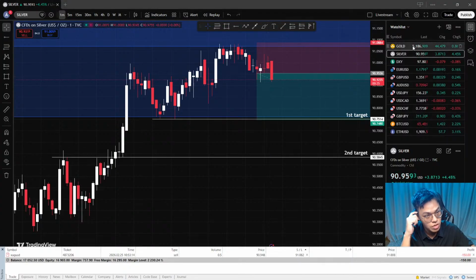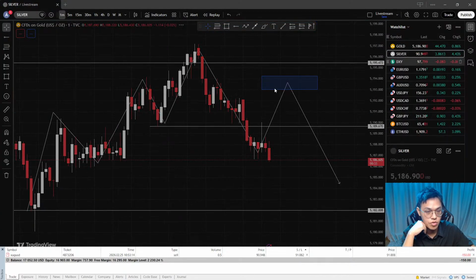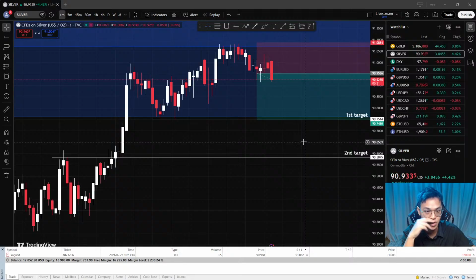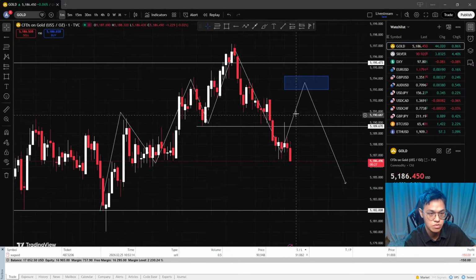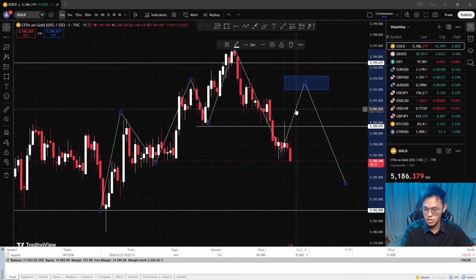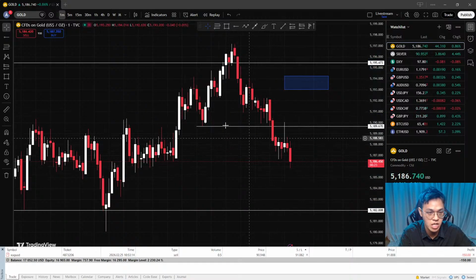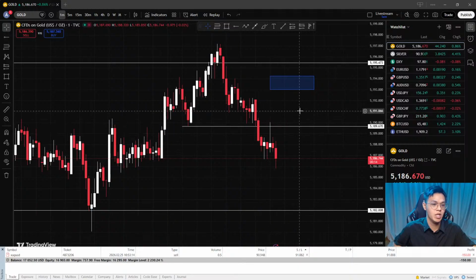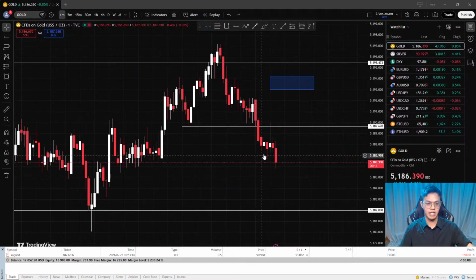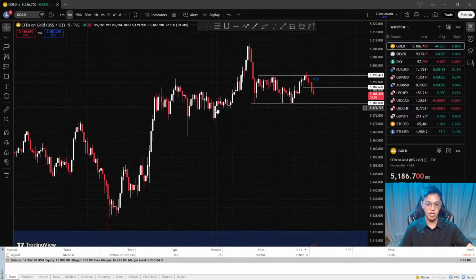All right. So silver starts to dump. The gold price starts to dump, and then starts to dump again. So the price keeps dropping. I think the gold price won't retrace at the moment. So I think the price will touch this support level.